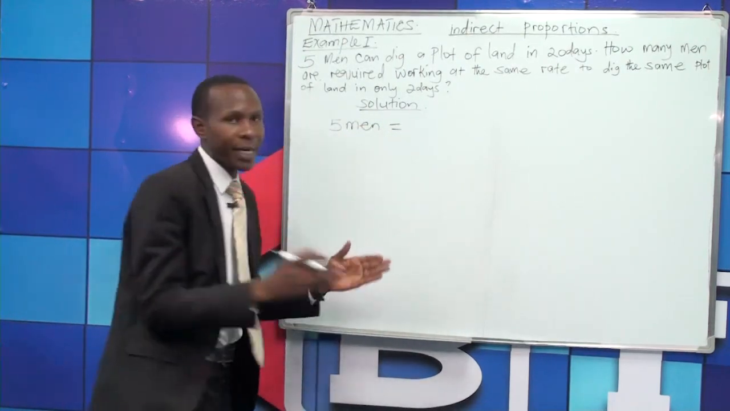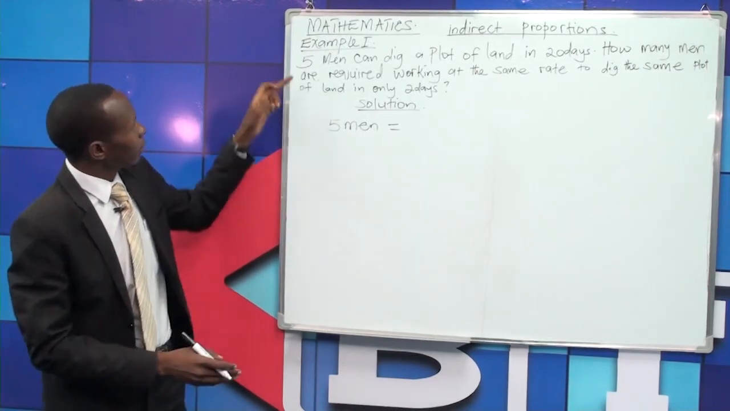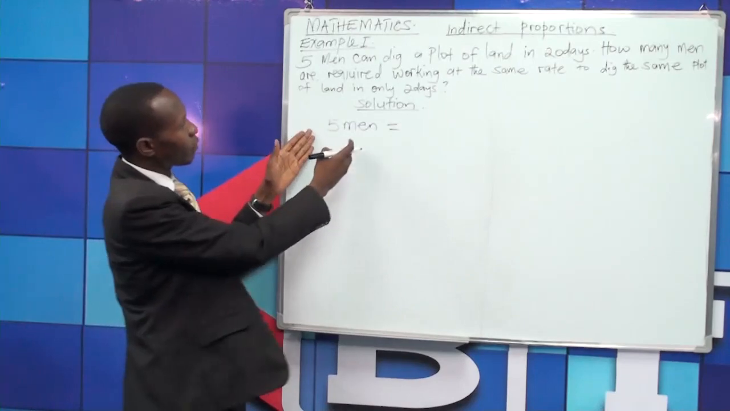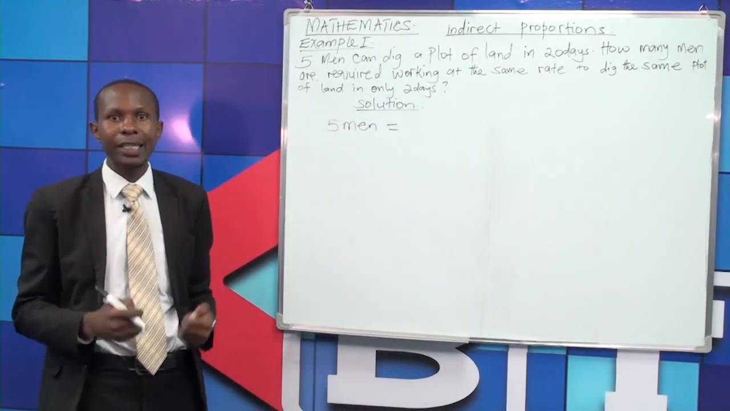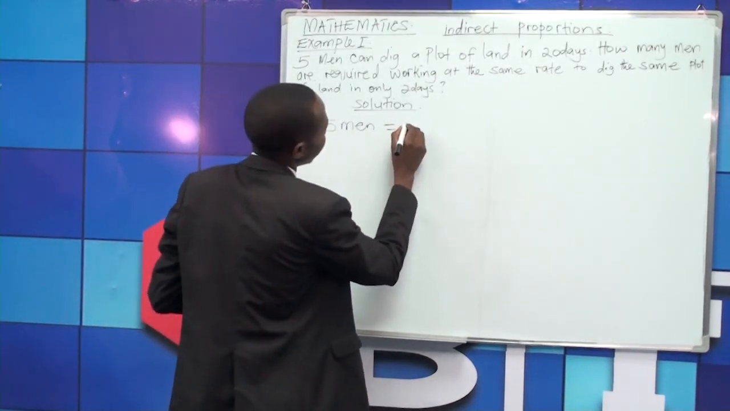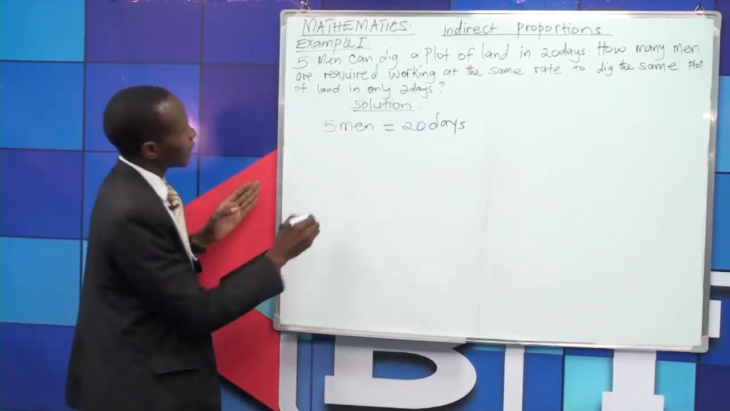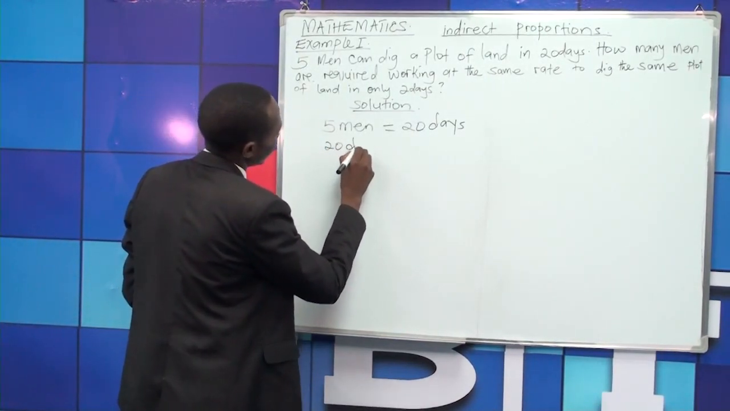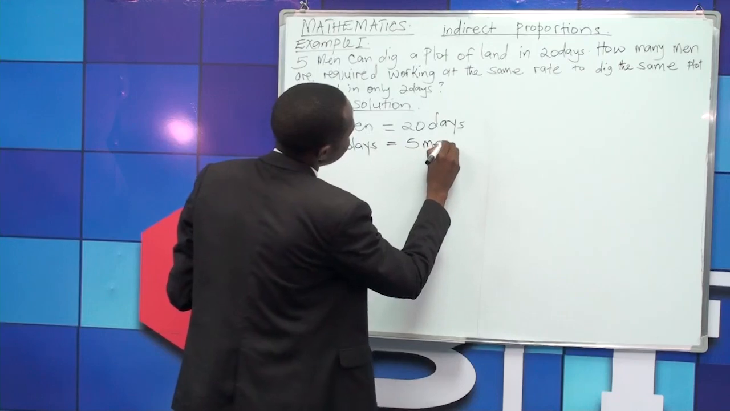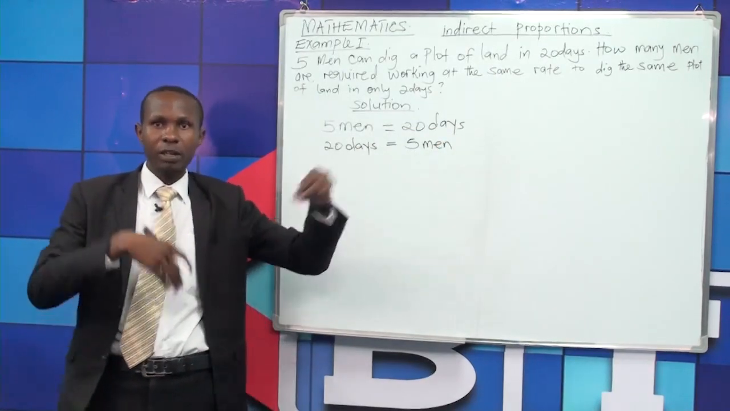Five men, how many days are five men taking to complete that plot of land when they are digging it? They have said five men can dig a plot of land in 20 days. It means these five men will take 20 days to cultivate that plot of land. So if they will take 20 days, I'll come and say five men will take 20 days. And this is the same as saying 20 days are covered by five men to cultivate the same piece of land. Okay? Five men take 20 days to cultivate that piece of land.